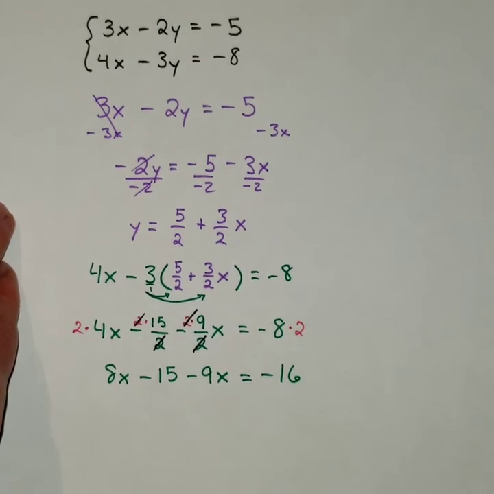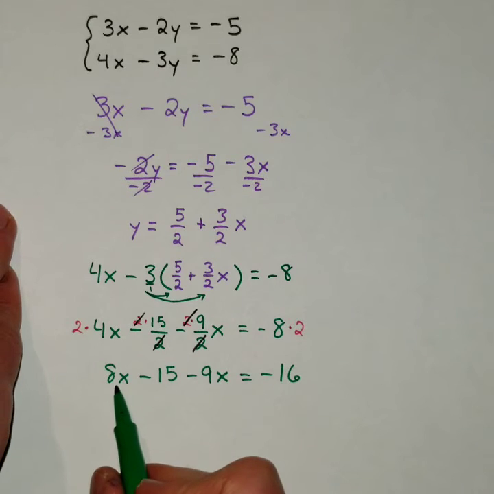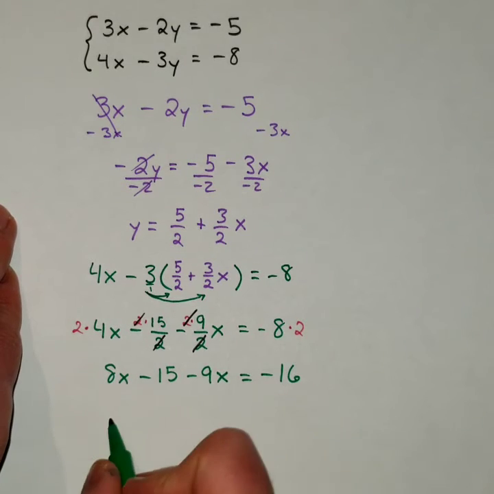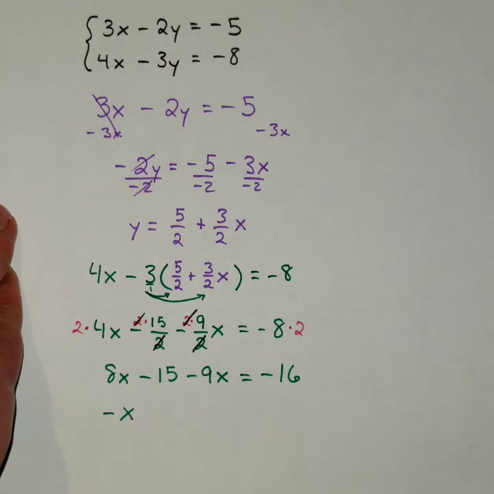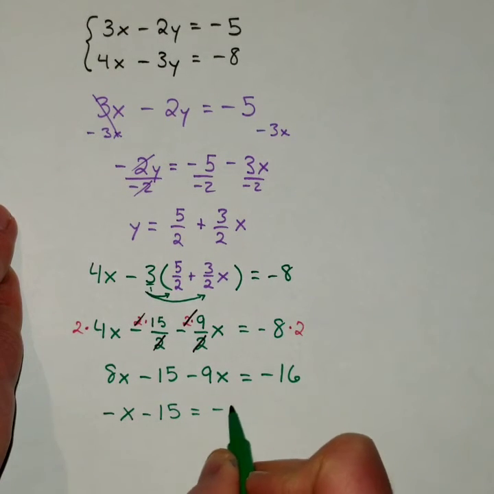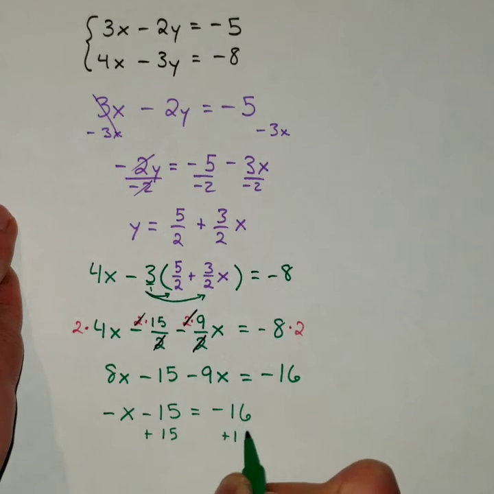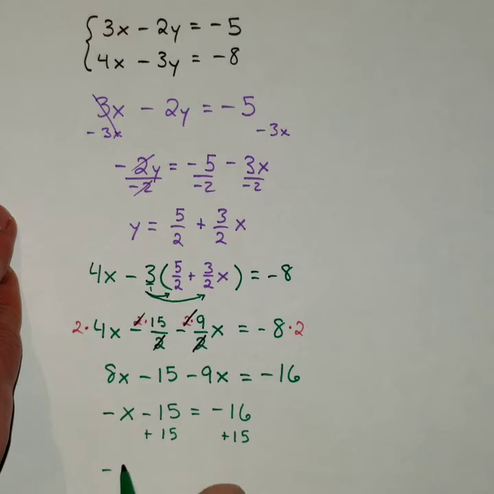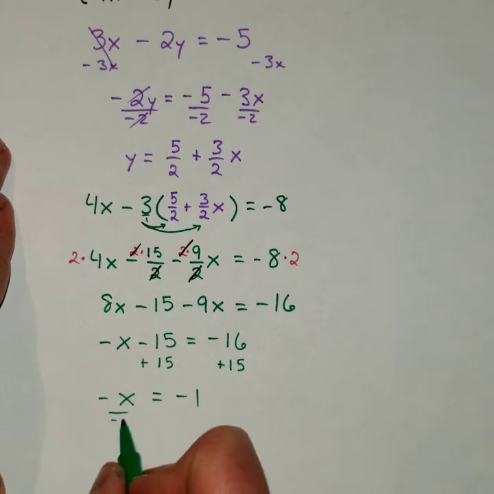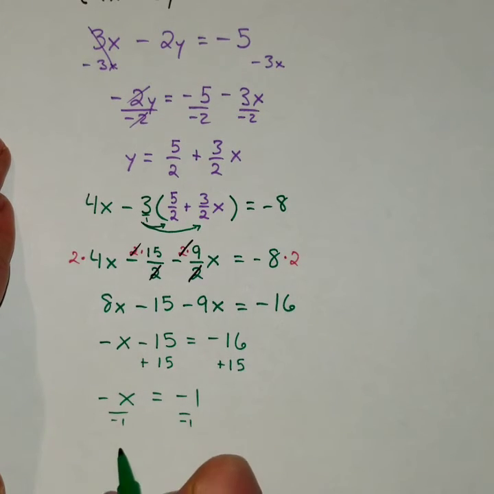And so we're going to combine like terms. 8x minus 9x is a -x, -1. Still have the -15 and the -16. I'm going to add 15 to both sides. Get -x is equal to -1. And if I divide both sides by the -1, I will get a +1 for x.